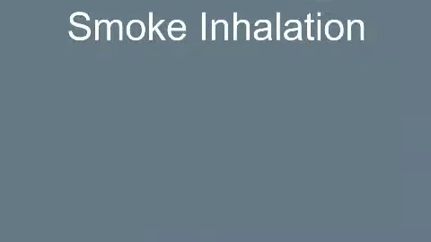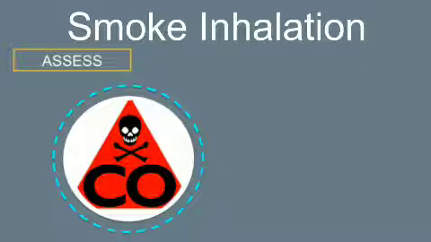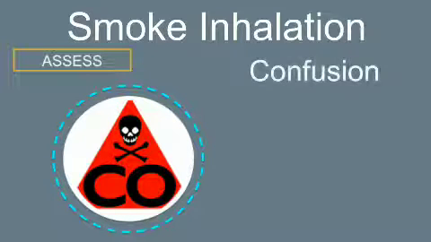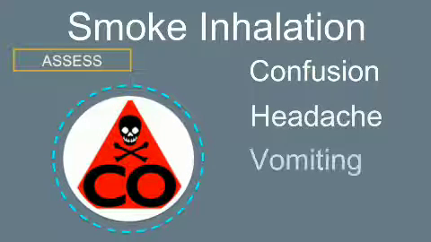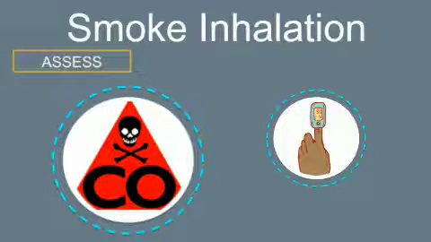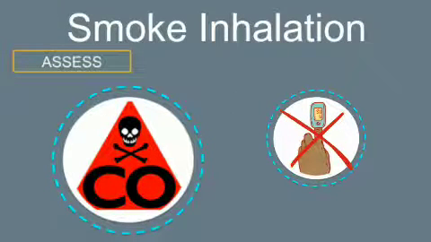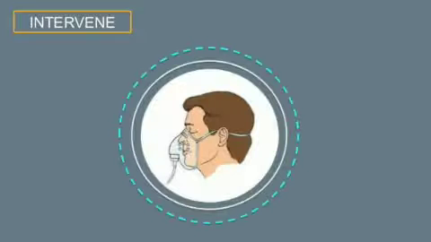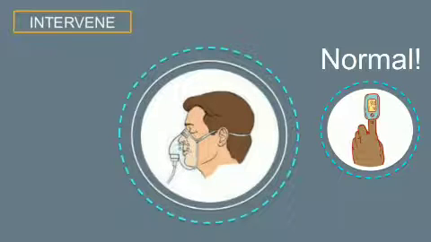First, let's talk about carbon monoxide poisoning. You should think about this condition in all burn patients. Patients may have confusion, headache, vomiting, or even coma. Remember that the pulse oximeter is inaccurate in carbon monoxide poisoning, and treatment should include oxygen 15 liters per minute by face mask, even if the oxygen saturation is normal.